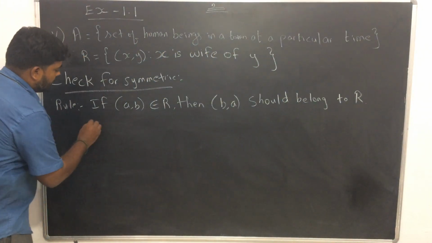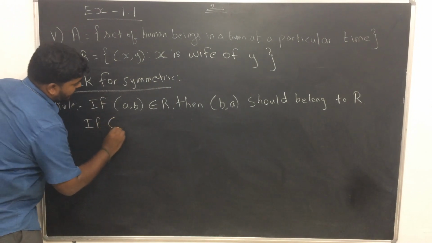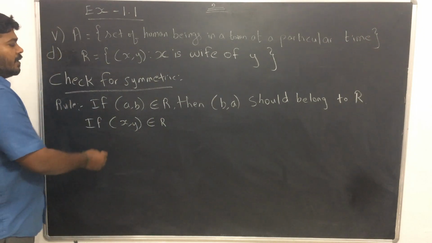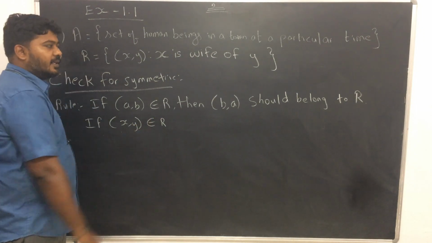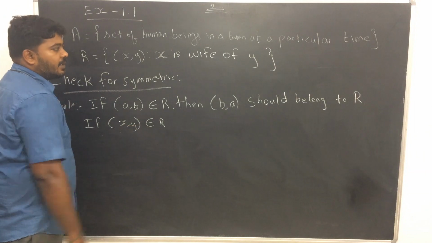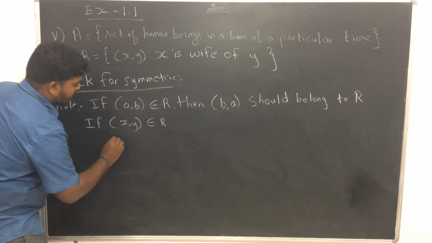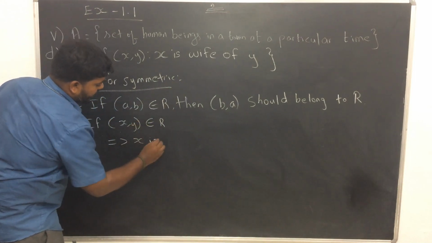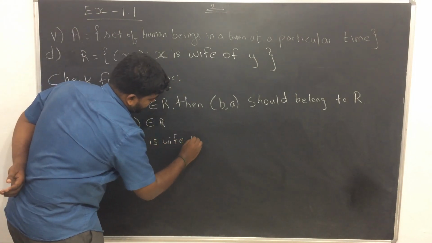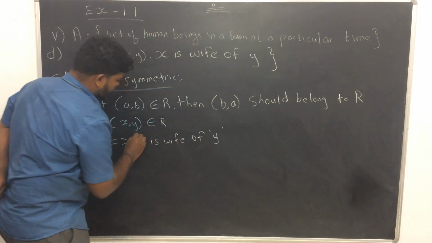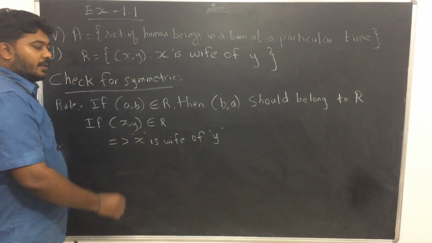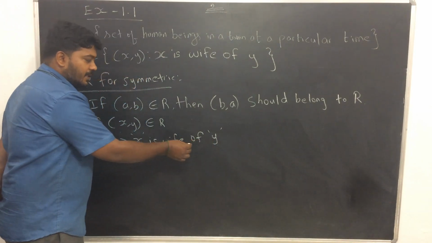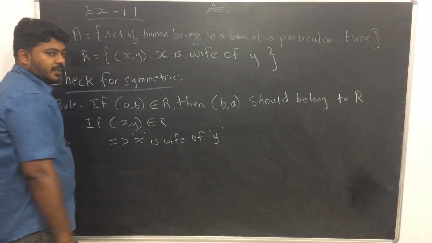Okay. Now let's start. Let's assume that the ordered pair x comma y is in the relation. Then what does it mean? This implies that x is wife of y, which means y is nothing but the husband of x.